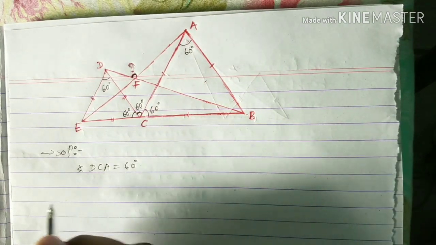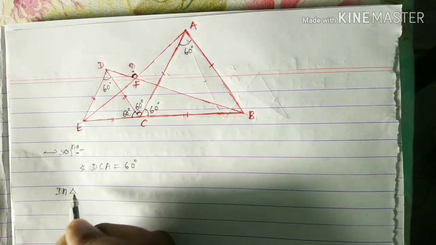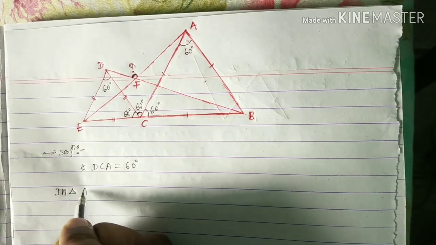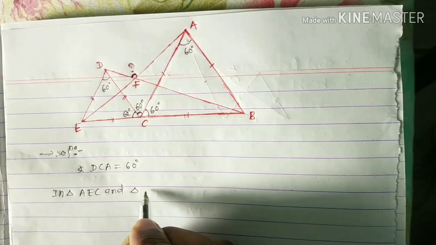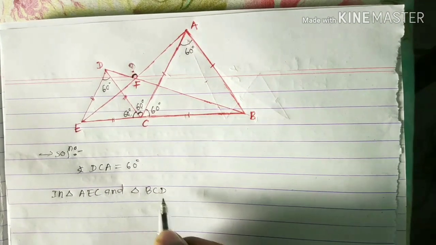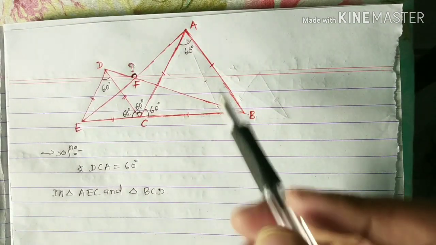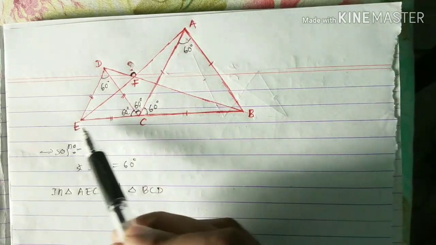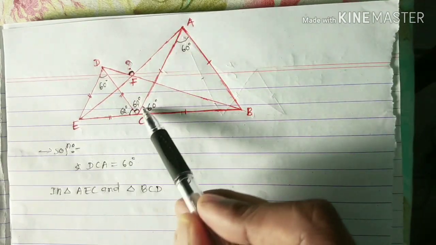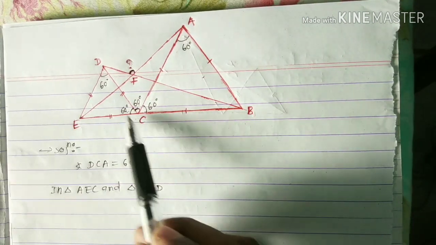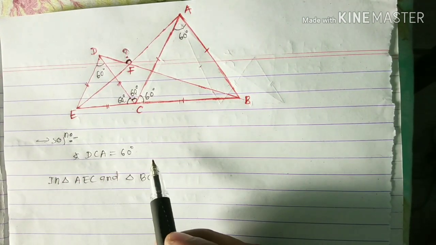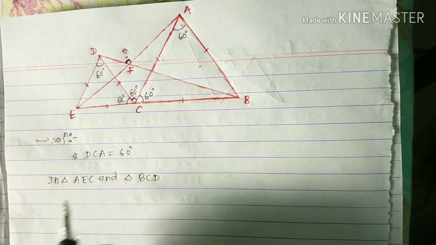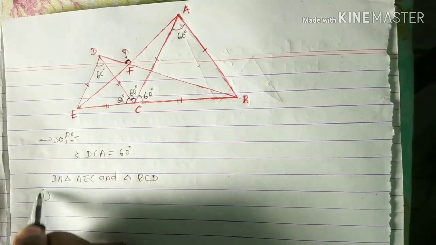Now we can take the triangles, triangle AEC and triangle BCD. Just see these two triangles. If we see these two triangles, then we can see these two triangles are congruent. How?